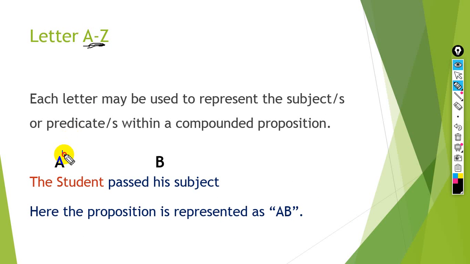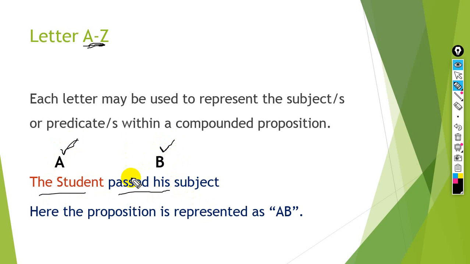So you can take any symbol for your proposition. And look at this. Here, for example, each letter may be used to represent the subject or predicate within a compound proposition. For example, in the proposition "the student passed", this portion is represented with A and this portion with B.